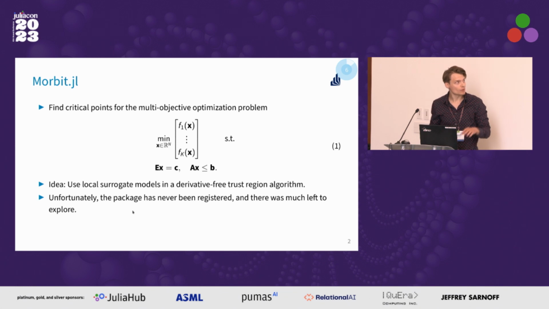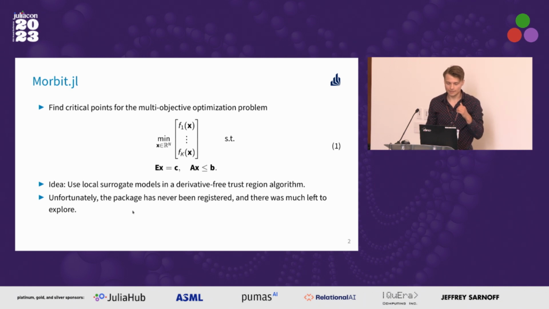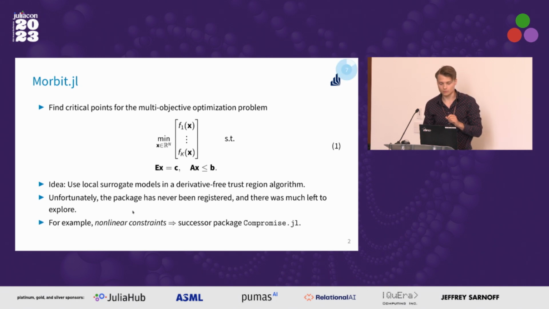And well, I'm a bit unhappy about how that package turned out. It grew according to the needs of the project that I worked on, and it was a bit messy in the end, and there was still much left to explore, but it never got registered or anything. One of the things that we always wanted to do were these nonlinear constraints instead of linear convex constraints, which led to the new successor package, Compromised JL.